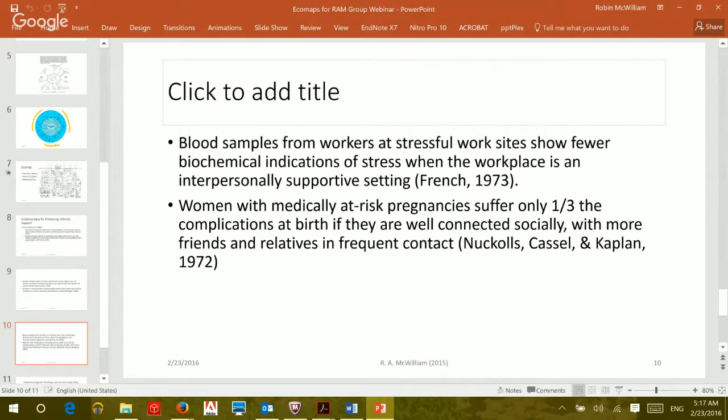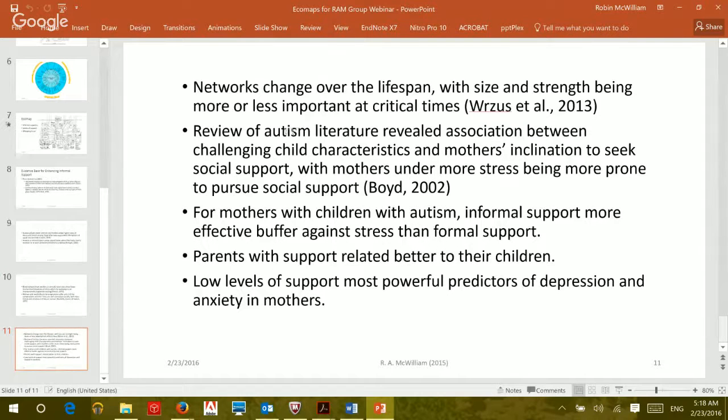You see that a lot of these studies are actually quite old. It's a bit of a shame that the research on social support seemed to wane in the 1980s, because it's not like social support has become less important. If anything, it's become more important. Here's some more recent research.